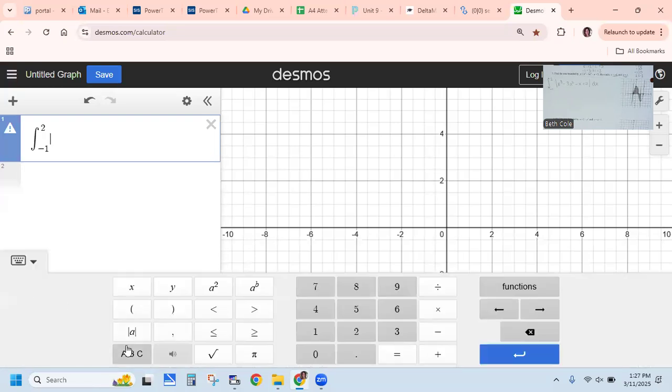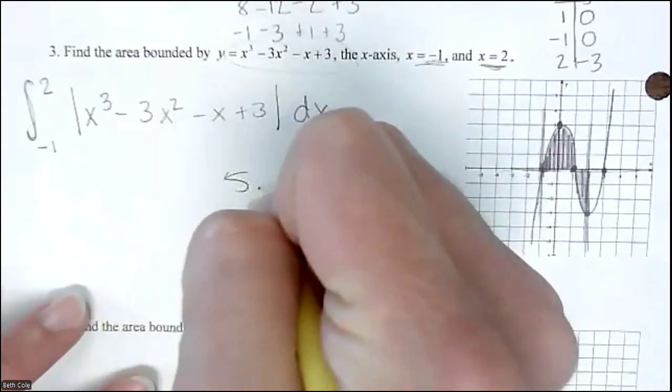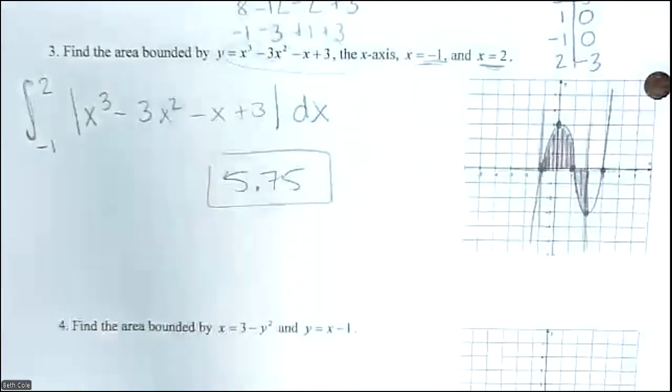Because otherwise, it will count the part below the x-axis as negative. And we just want a total area of the space. Think of it like you're trying to find the area of a room. So we need it for it to count all as positive. Or, like, it's called total distance when we have velocity. You could think of it as total area. Does that help? 5.75. You should never get a negative answer for these. An area is not negative.